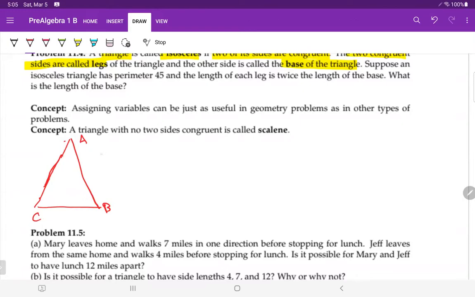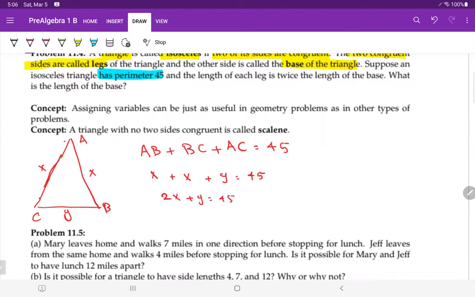The perimeter is 45. What is the perimeter? Perimeter is the summation of all sides. So AB plus BC plus AC is 45. Because these are equal, let me call this X and X, and this Y, because isosceles, AB is equal to AC. So 2X plus Y is equal to 45. This is the first fact. The length of each leg is twice the length of the base.